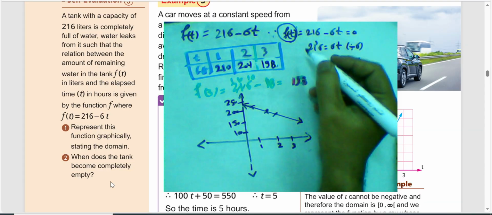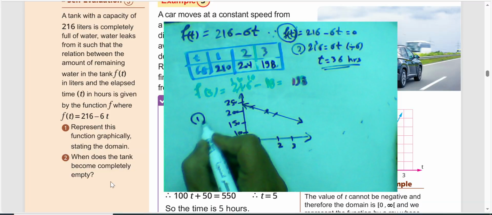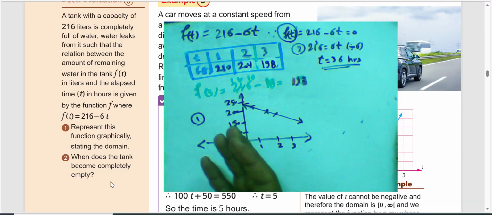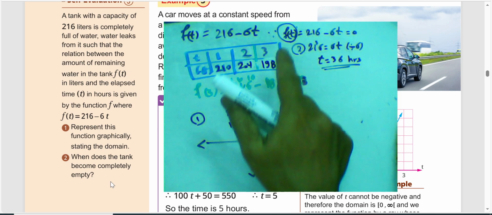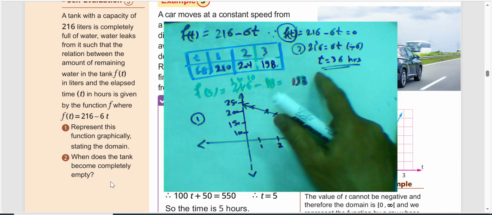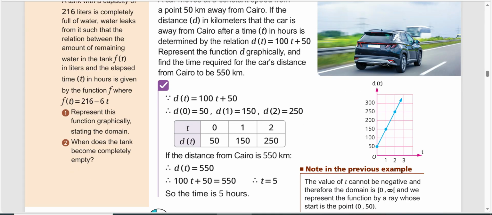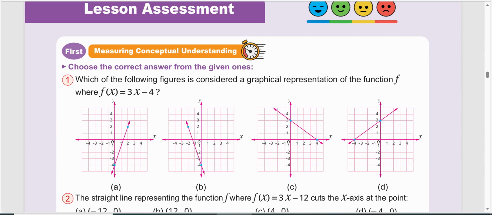And the question, this question number 2 and this question number 1, graphically. In number 2, he asked, when does the tank become completely empty? Empty, such that f of t will be equal to 0 at t equals 36. Next question, lesson assessment.